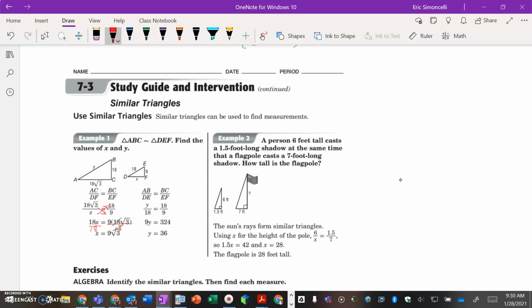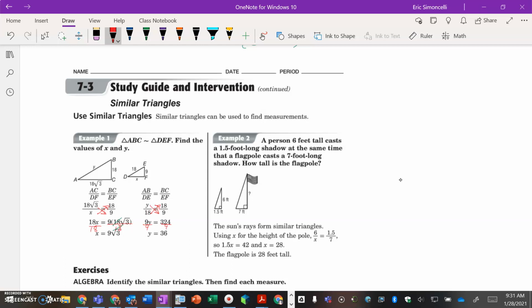Okay. Similarly, if we're going to go ahead and find side y on the larger triangle, AB is to DE as BC is to EF. So if we set up our proportion, which should be true, of course, again, because they told us that they were similar, y is to 18 as 18 is to 9. Cross multiply, 9y equals 324, divide by 9, I'll show that step, and therefore y is equal to 36. Again, the larger triangle has that third side dimension.